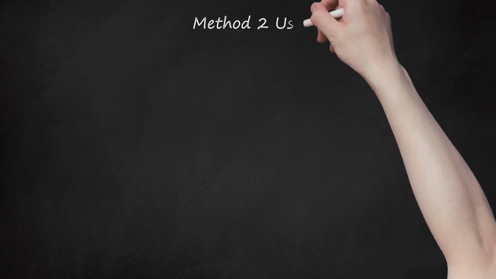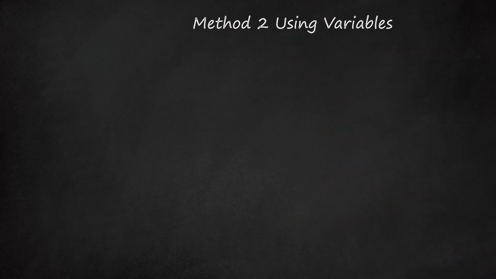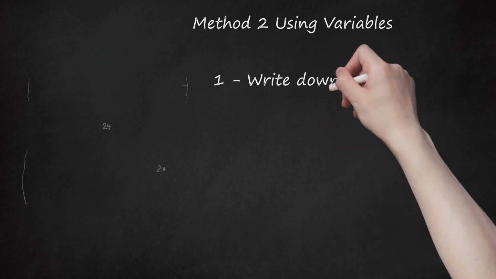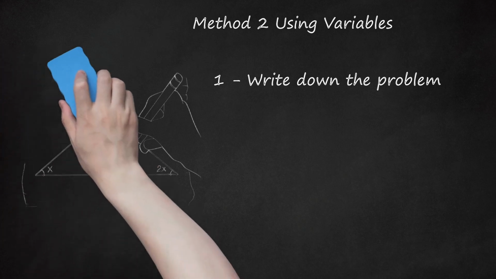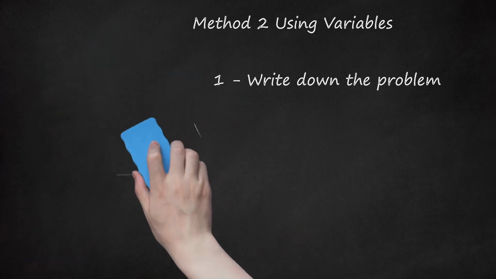Method 2, using variables. 1. Write down the problem. Sometimes, instead of being lucky enough to know the measurements of two of the angles of a triangle, you'll only be given a few variables, or some variables and an angle measurement. Let's say you're working with this problem. Find the measurement of angle x of the triangle whose measurements are x, 2x, and 24. First, just write it down.